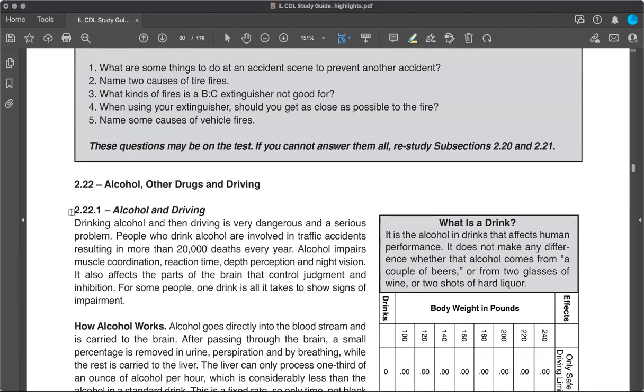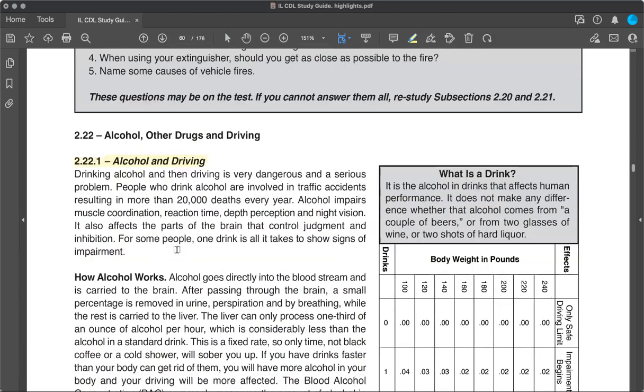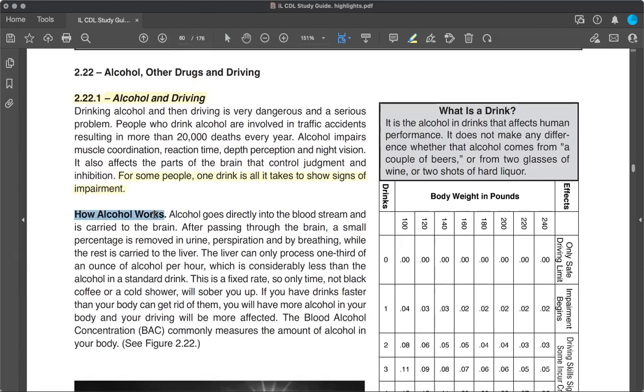2.22.1, alcohol and driving. Make note of the last sentence of that first paragraph that says, for some people, 1 drink is all it takes to show signs of impairment. And then also make note of the next paragraph that says how alcohol works. If you go down 1, 2, 3 lines that starts with the rest is carried to the liver, the next sentence I have highlighted and underlined. So the liver can only process 1/3 of an ounce of alcohol per hour, which is considerably less than the alcohol in a standard drink.